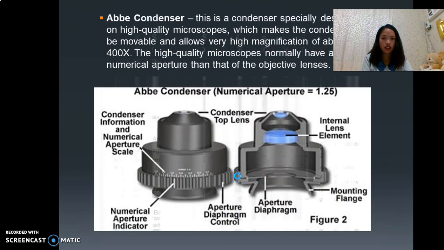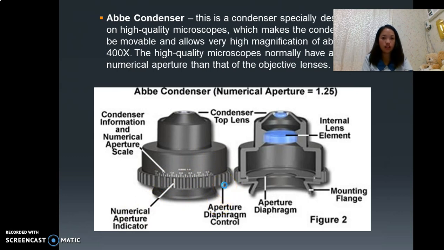So, next. Abbe condenser. This is a condenser specially designed on high-quality microscopes, which makes the condenser movable and allows very high magnification of above 400 times. The high-quality microscopes normally have a higher numerical aperture than that of the objective lenses. So, ito nga, nakikita natin. Condenser information and numerical aperture. Meron mga nakasulat dyan. May numerical indicator, control, ganyan.